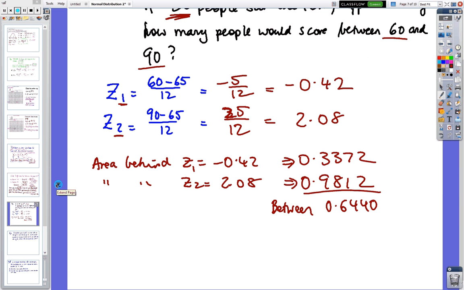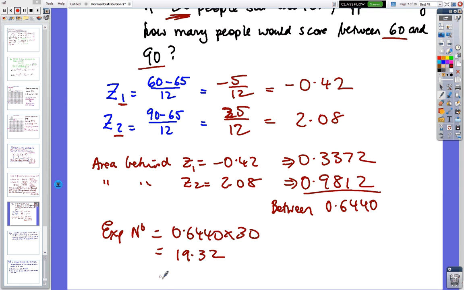and there were 30 people, so the expected number would be 0.6440 times 30 people, so I'd expect 19.32, which is about 19 people. Okay. So copy that and come across when you're ready.